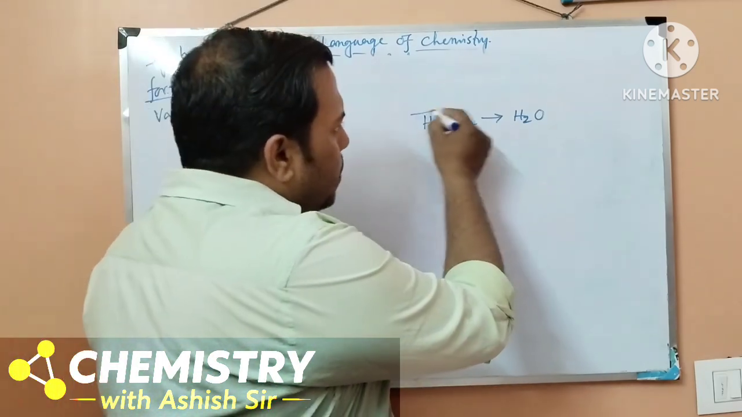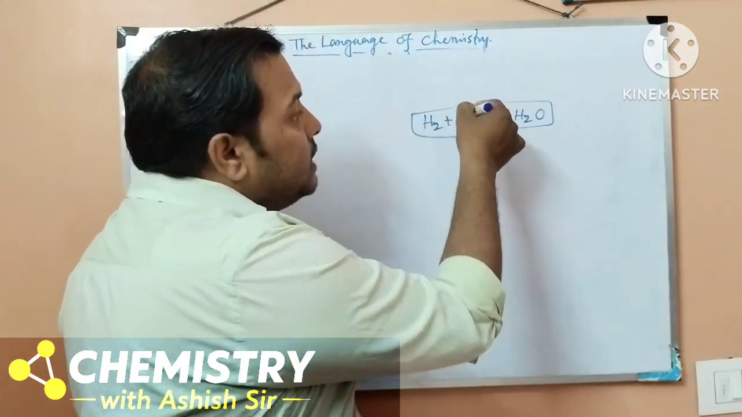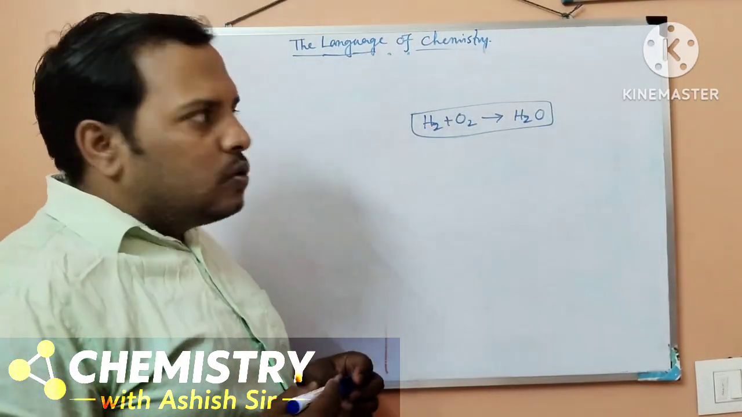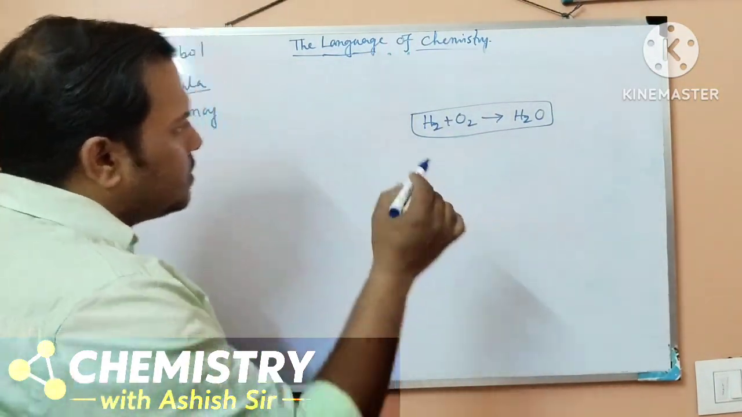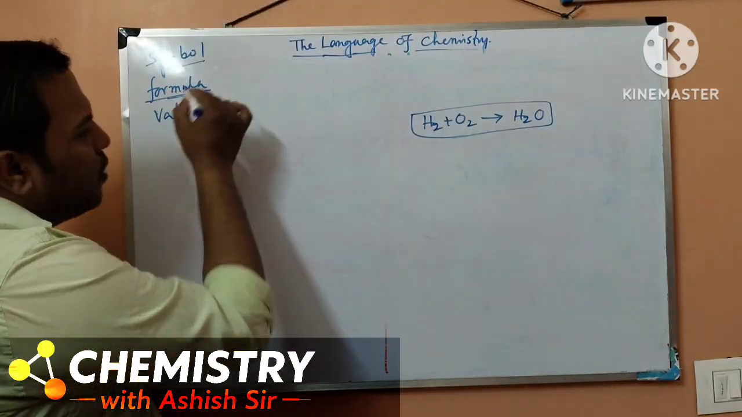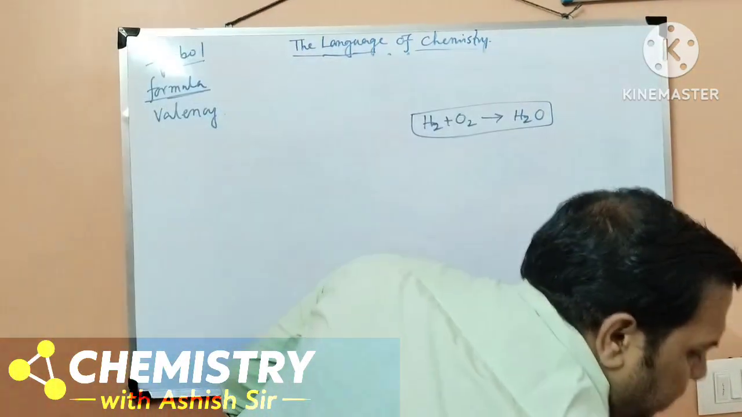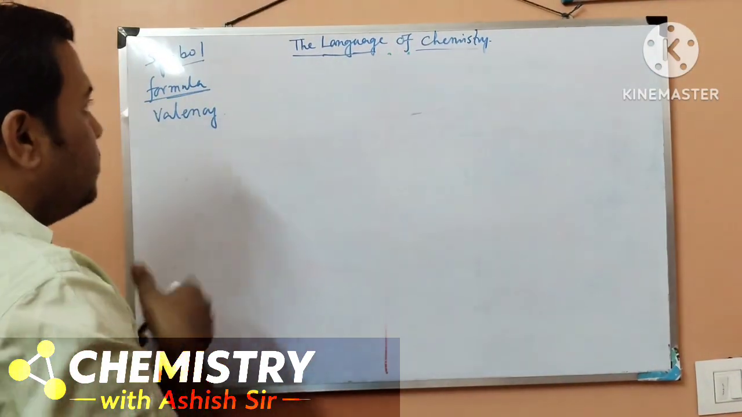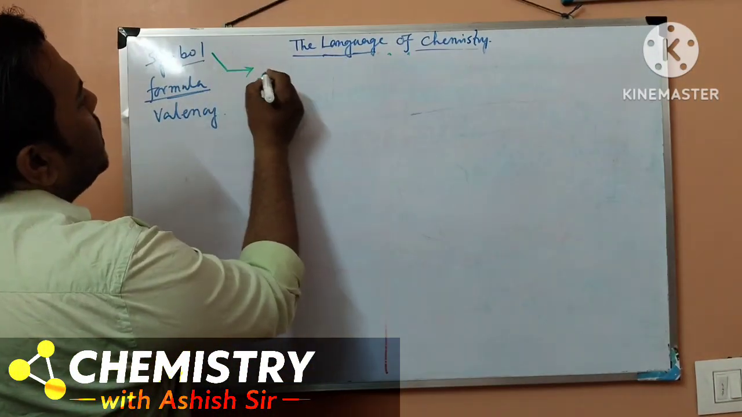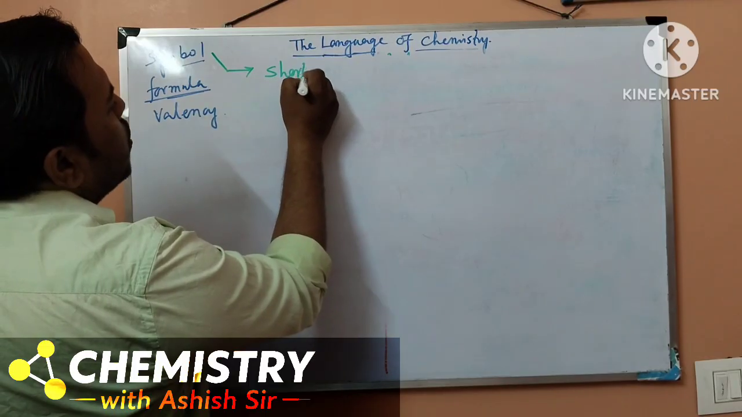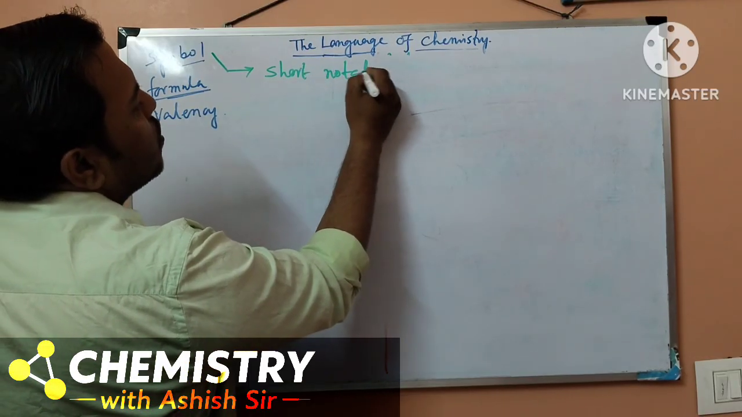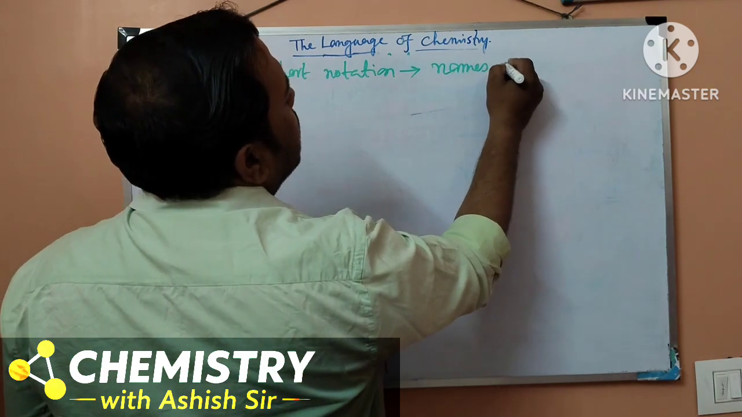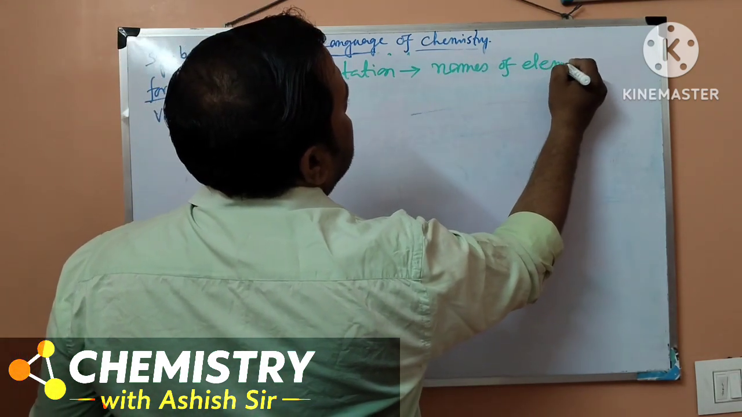So to know the meaning of this kind of sentences, what I have written over there, we need to learn the language by which these are written. So these things are composed of two things, few are symbol and few are formula. First of all, what is symbol? Symbol is the shorthand notation or abbreviation of the name of the elements. So it is the short notation of the names of element.